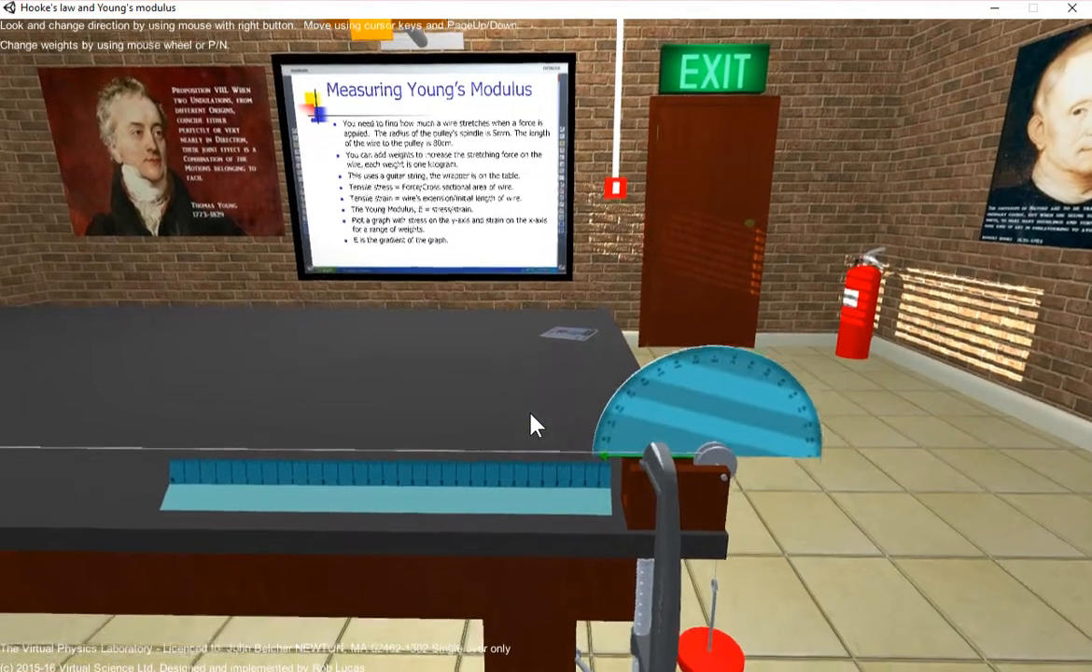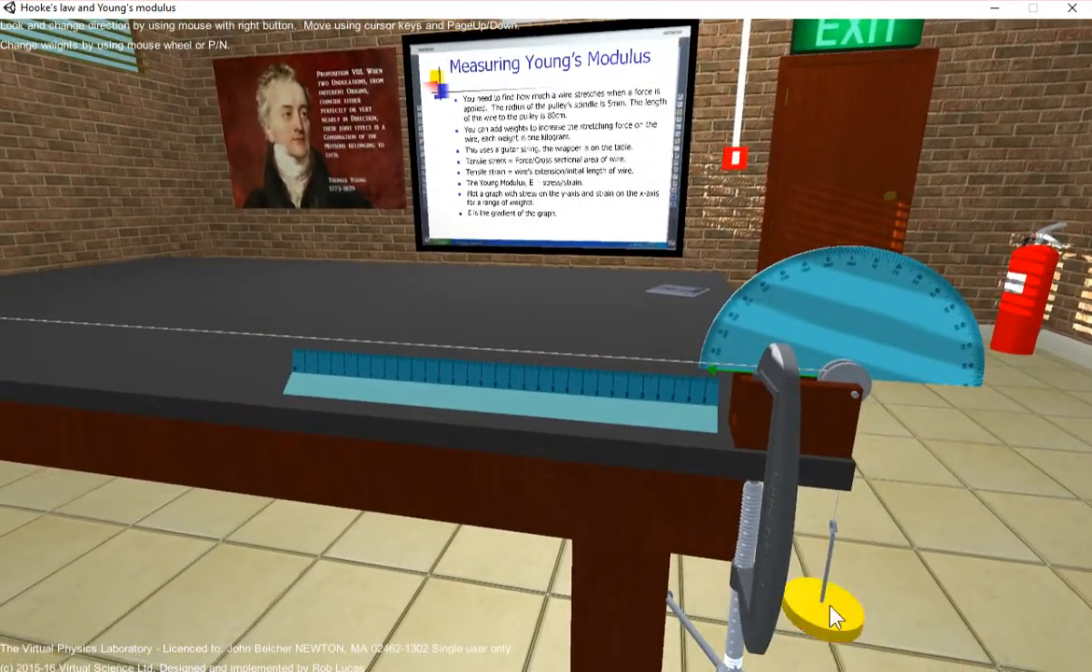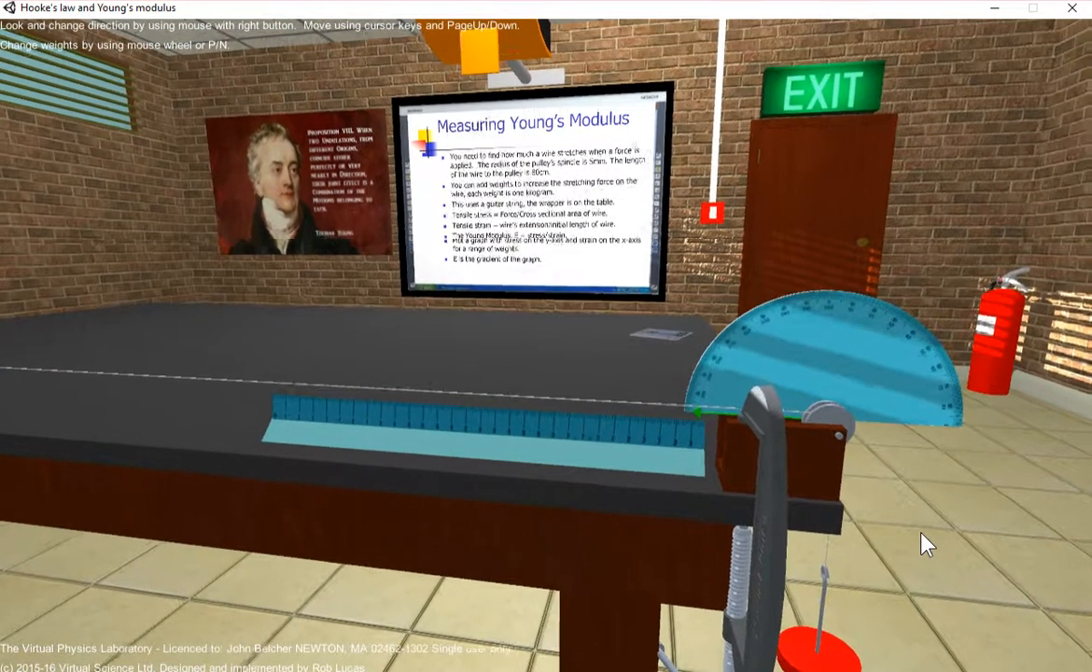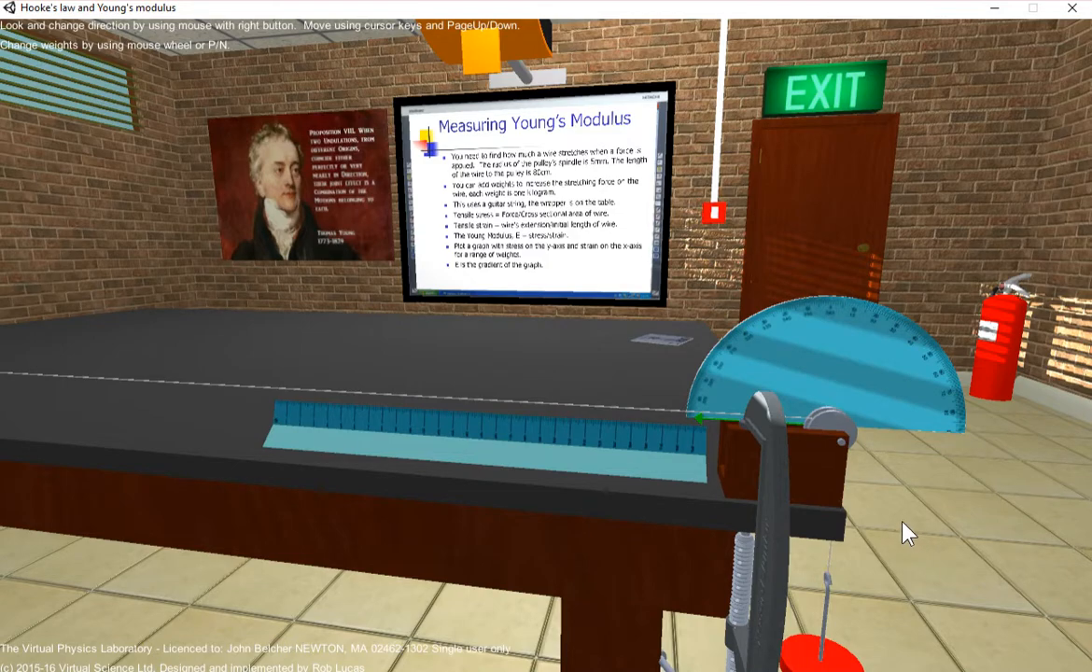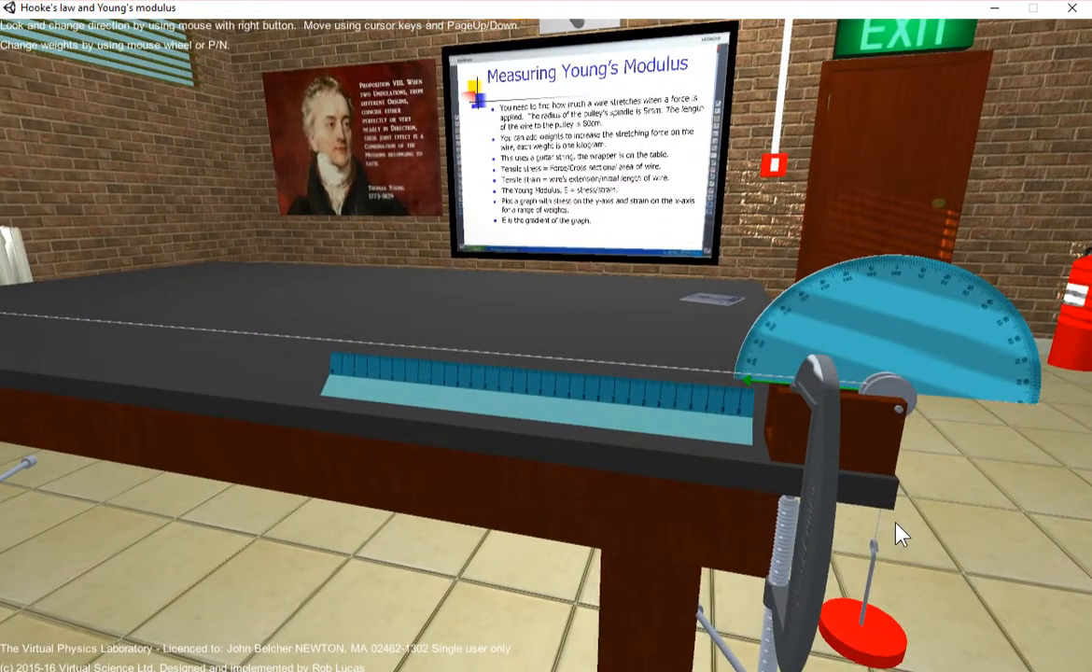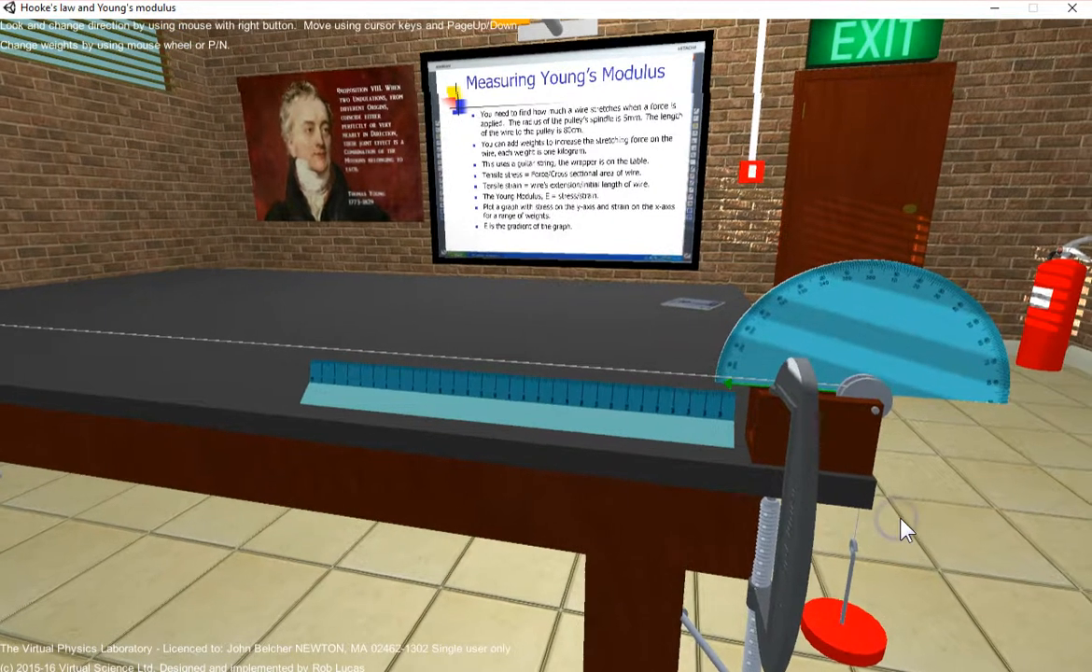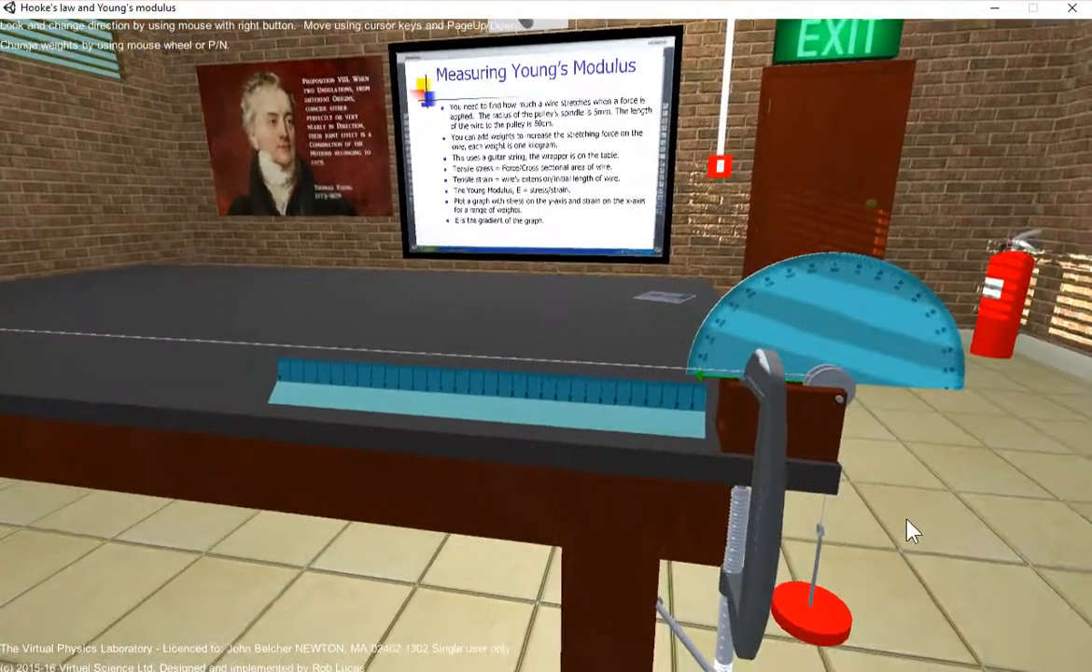So this is repeated for various weights here. You take a measurement of the extension by looking at the angle that the spindle has turned. Then for all the different weights, you can calculate and then plot the tensile stress against the tensile strain, and because Young's modulus is defined as the tensile stress divided by the strain, the gradient gives you Young's modulus.